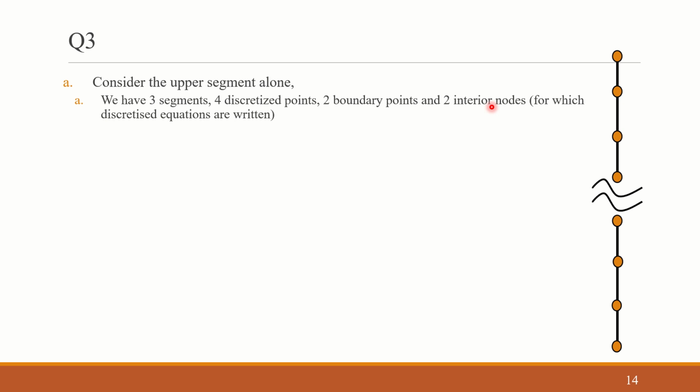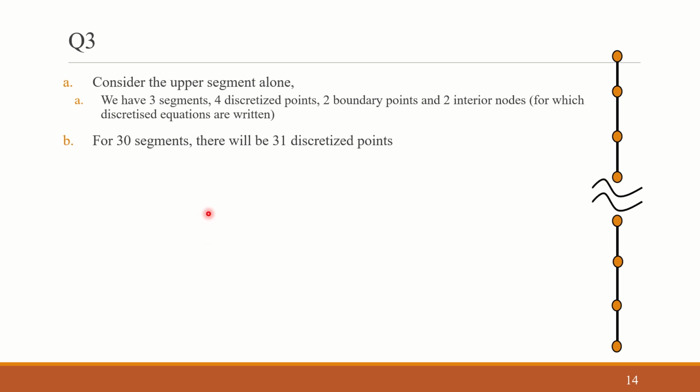So we have divided the segment into 3. Consider the upper segment alone, not the bottom one. This is just a full extension, but consider this system alone. We have 3 segments, 1, 2, 3. We have 3 equal segments, 4 discretized points, 2 boundary points, and 2 interior points. For the interior points only, we are writing the discretized equations for this system, because boundary values we know.